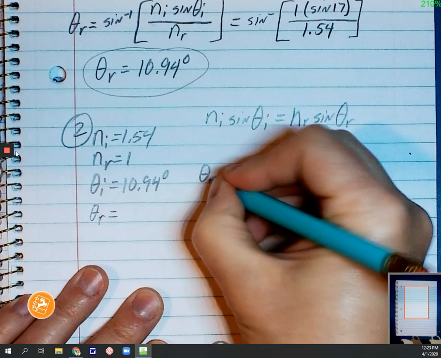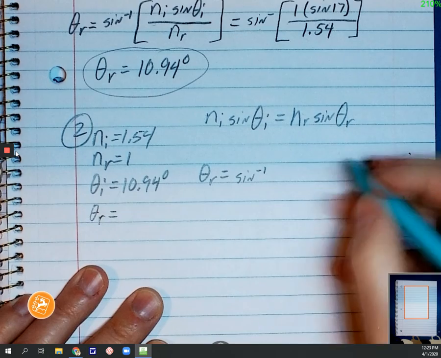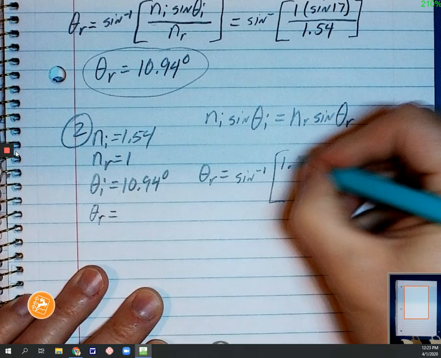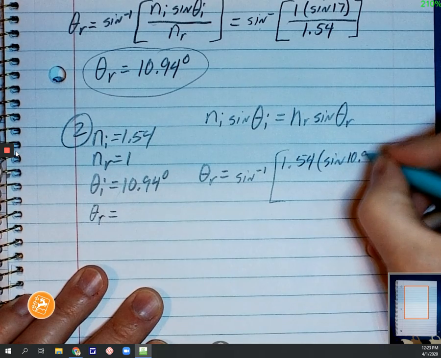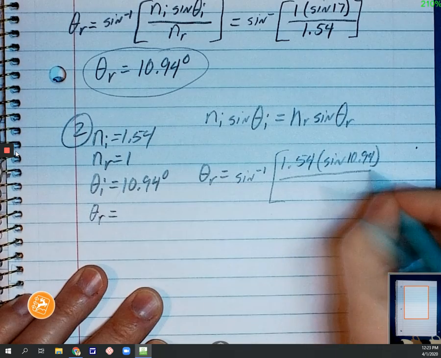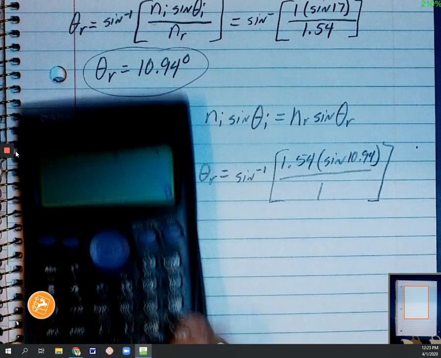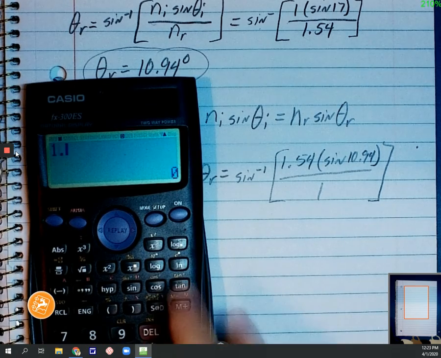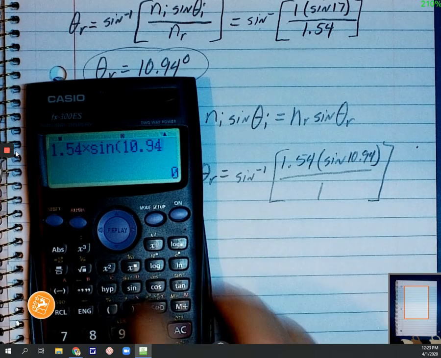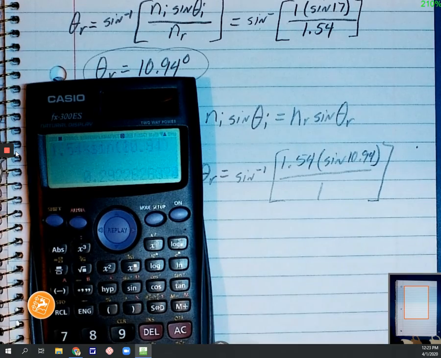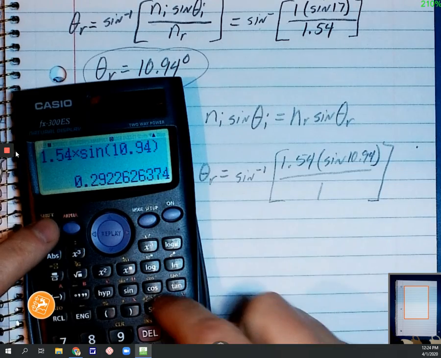I'm going to say that theta sub r is equal to inverse sine of, this time, 1.54 times sine of 10.94 divided by 1. So let's see what the calculator tells us about that. So 1.54 times sine of 10.94. Now I'd be dividing by 1, so I'm going to leave that step off. That gives me 0.2922, so when I do inverse sine of that, wait for it, what do you think it's going to be?